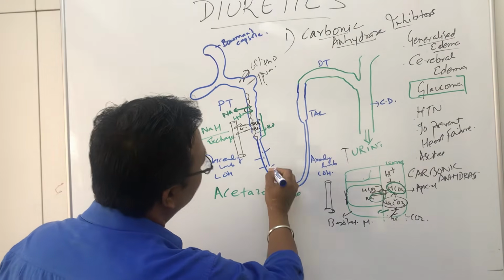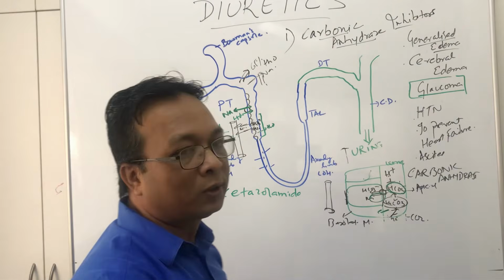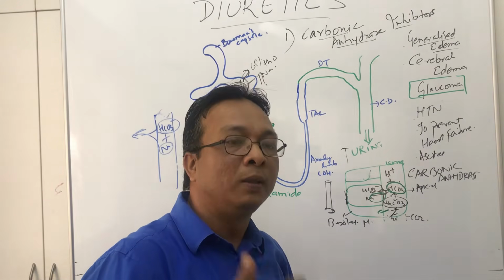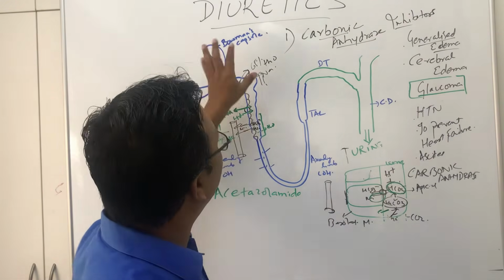Along with it, water will be lost in the urine. As a result, urine volume will be increased. That is one type of diuretic.